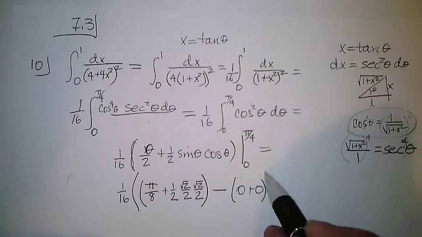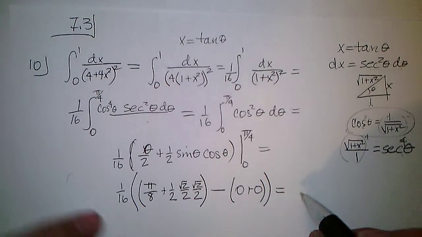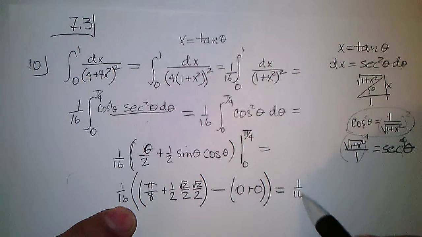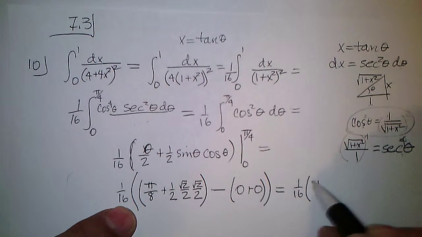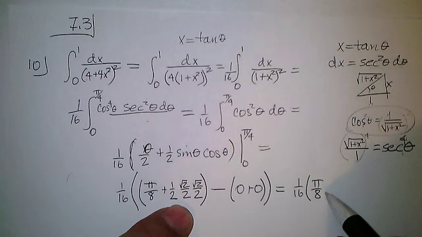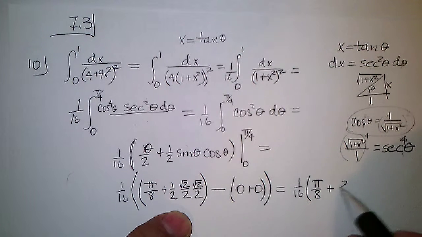So I have just this, which is 1/16 times pi over 8 plus, this would be 2 over 8.